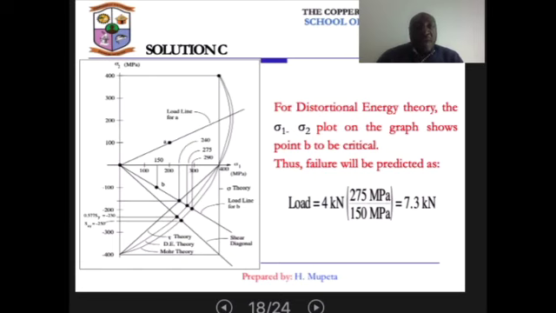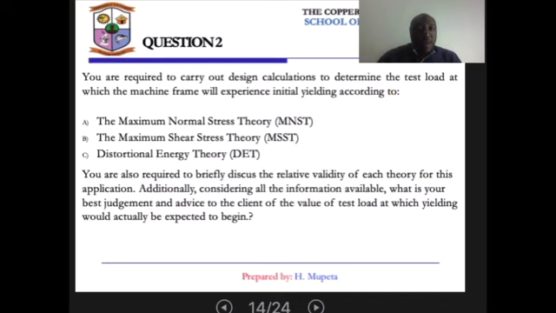Okay. Then from the question, we are also asked to determine the relative validity of each theory. So you're going to go through all of the theories that we have discussed, and we are also told from the question that we can consider all the information available, what can be the best judgment or advice to the client of the value of the test load at which yielding would actually be expected to begin.